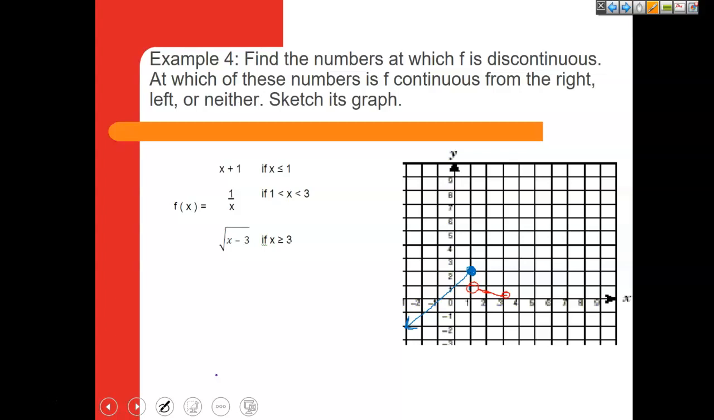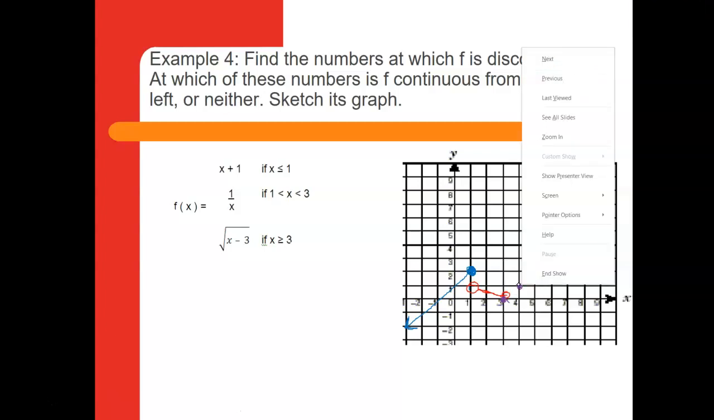Square root of x minus 3. So again, thinking about the domain of that, x minus 3 would be greater than or equal to 0. Therefore, x has to be greater than or equal to 3, which is our starting point, which is the domain of that function. So at 3, you get 0. And then at 4, thank you, you get 1. Exactly.